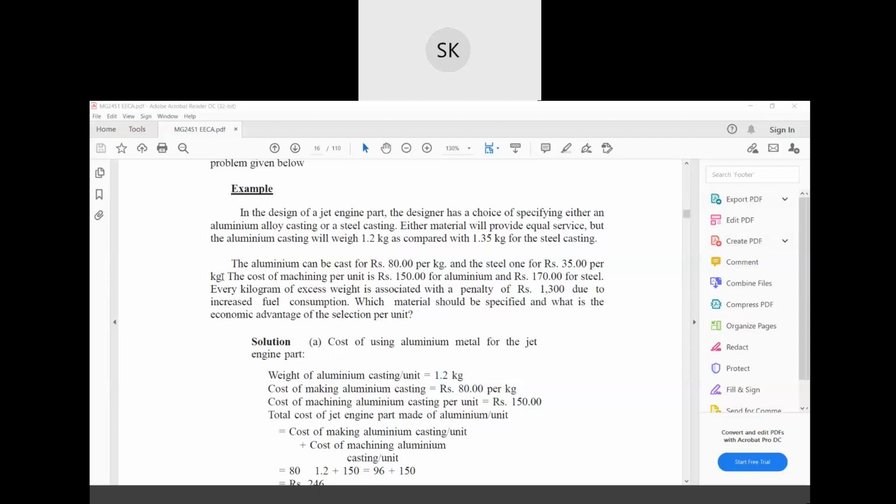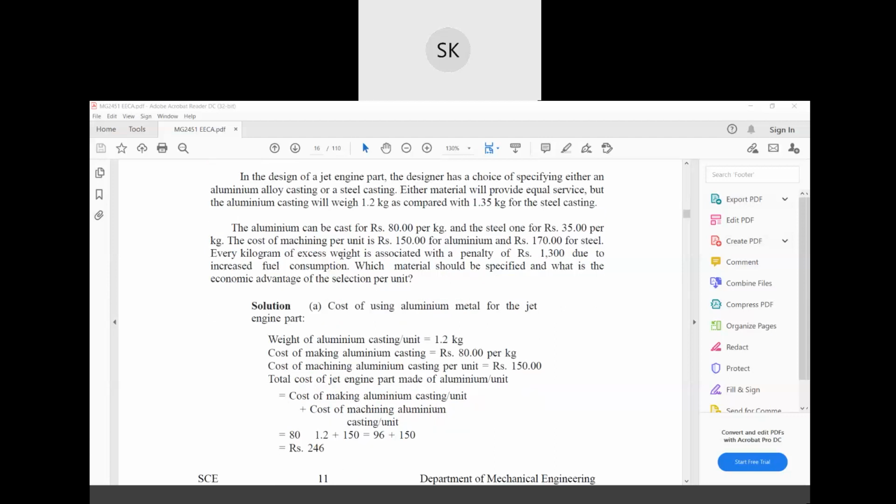Which material should be specified, and what is the economic advantage of the selection per unit? We have to find which material will be specified and what is the economic advantage of the selection per unit. First of all, they have listed out the cost of the aluminum metal for the jet engine part. Weight was 1.2 kg. Cost of making aluminum casting was 80 rupees per kg, and machining those castings was costing you 150 rupees per unit. This is per unit.